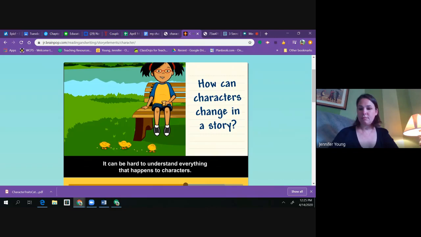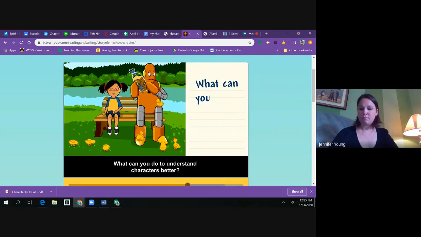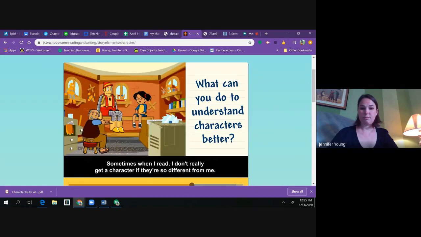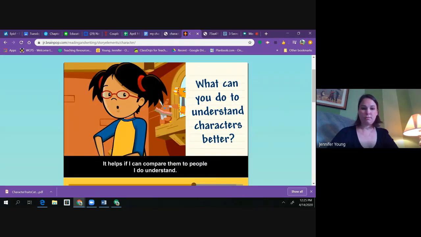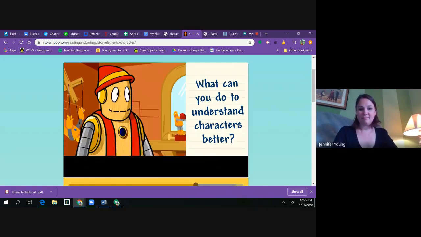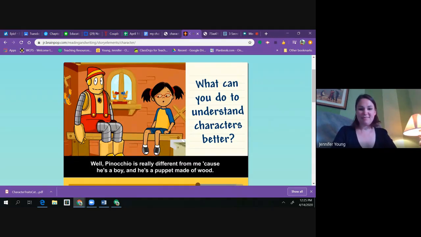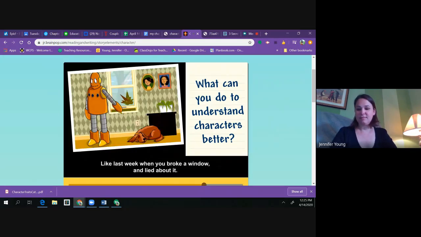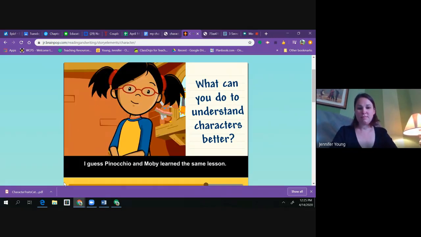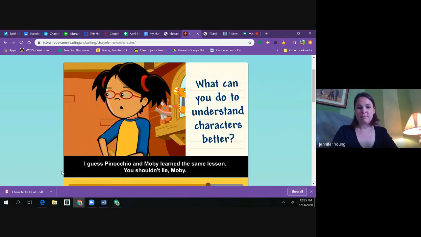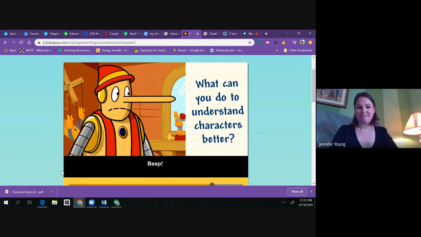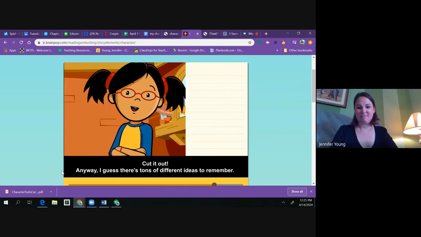It can be hard to understand everything that happens to characters. What can you do to understand characters better? Sometimes when I read, I don't really get a character if they're so different from me. It helps if I can compare them to people I do understand. Well, Pinocchio's really different from me because he's a boy, and he's a puppet made of wood. But Pinocchio is like you, Moby, because you both get in trouble. Like last week when you broke a window and lied about it. I guess Pinocchio and Moby learned the same lesson. You shouldn't lie, Moby. Yes, you did. Cut it out. Anyway, I guess there's tons of different ideas to remember.